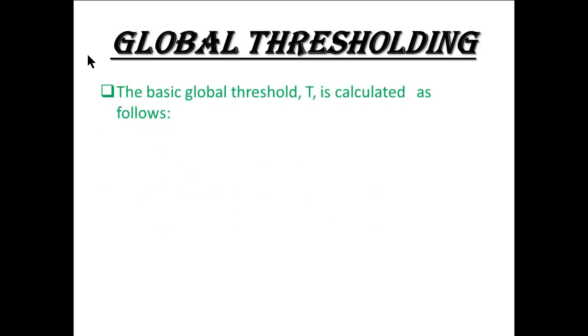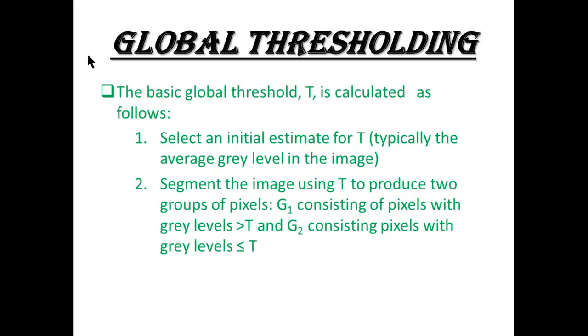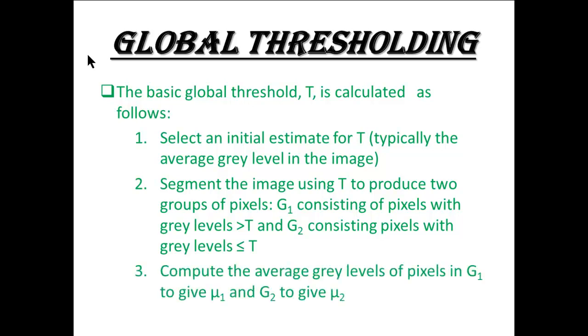The basic global threshold is calculated as follows. 1. Select an initial estimate for T, typically the average gray level in the image. 2. Segment the image using T to produce two groups of pixels: G1 consisting of the pixels with gray level greater than T, and G2 consisting of pixels with gray level less than or equal to T. 3. Compute the average gray level of pixels in G1 to give mu1 and G2 to give mu2.